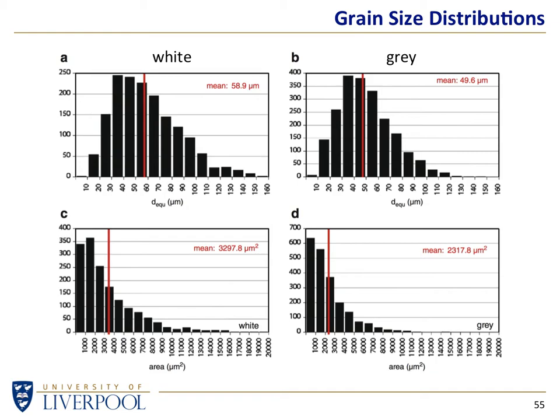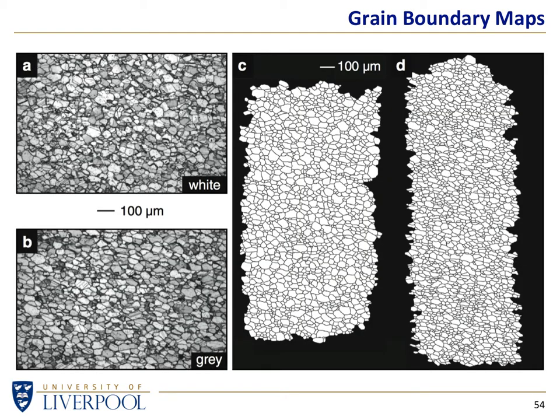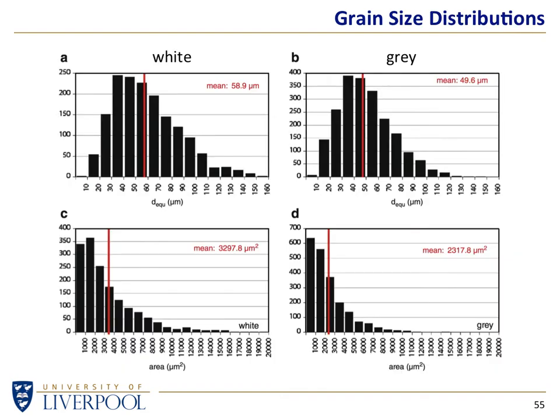Most common, I'm looking at the wrong one. Most common is about 40 microns in diameter, but the average is a little bit different in the two cases. The most common is the same, but the average is about 60 microns in the case of the white and about 50 microns in the case of the grey. And that's something that's rather difficult to pull out of that sort of picture. You might perhaps be able to guess that one is larger than the other, but it's very difficult to identify that the most common size is actually the same in the two, even though the distributions are slightly different.